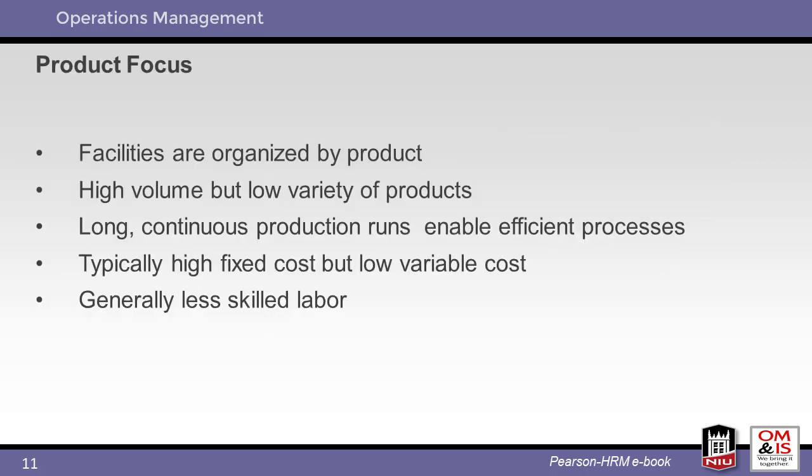For a product focus, facilities are organized by product with a high volume but low variety of products. Due to the use of continuous production lines, the process is efficient with low variable cost but high fixed cost. Each production line is a major investment.